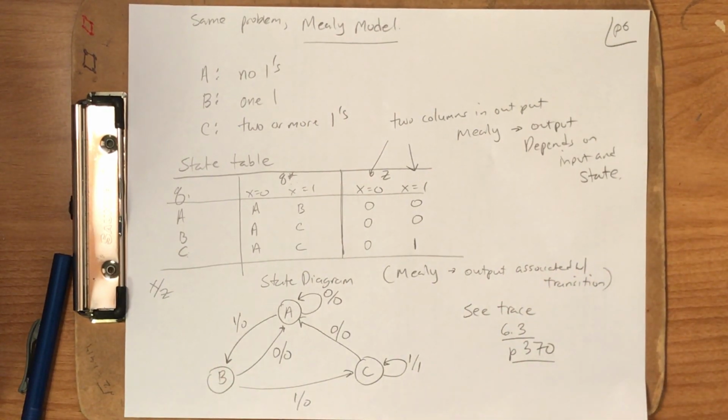So now we're going to look at trace 6.3 on page 370. And this is the last topic here. There's a typo in your book as well, and I'll point that out to you.